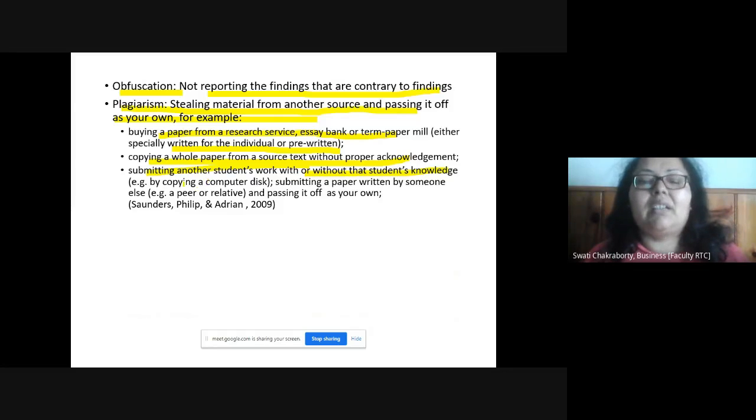Say, for example, copying a computer disk, submitting a paper written by someone else, your friend or relatives, and passing it off as your own. You say it's your own. So this is something which should be avoided.